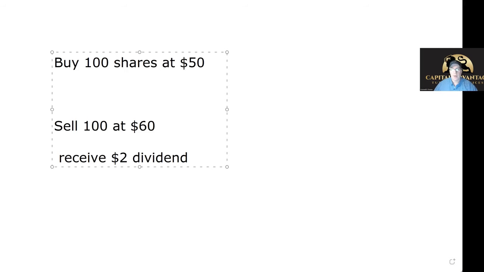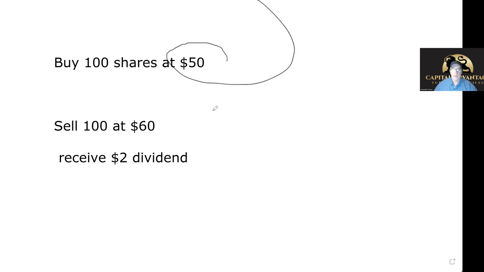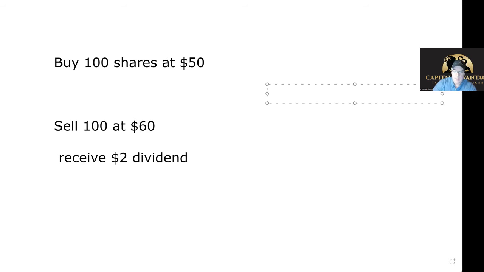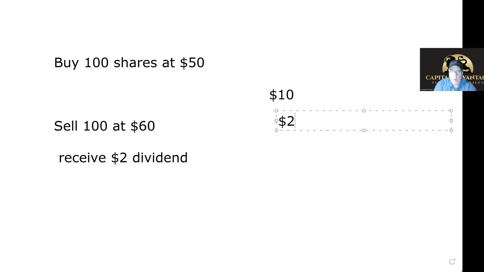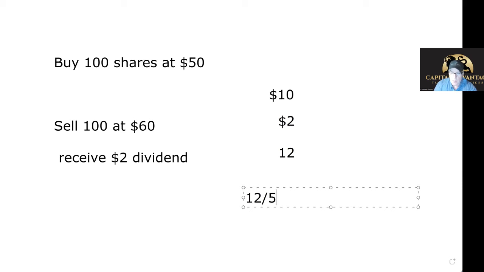So in this case, I bought 100 shares at 50. It went to 60, so I made $10, right? So I made 10 bucks. But I also got a $2 dividend, so that's another $2, right? So that's a total of 12 bucks. I take that 12 and divide it by the 50. 12 divided by 50 equals 24%. That's my total return. It's not hard.